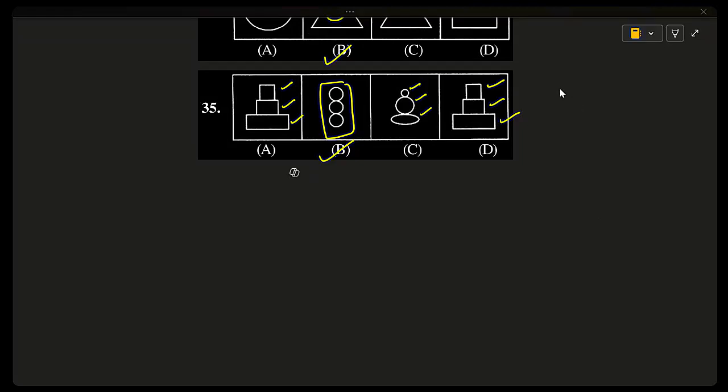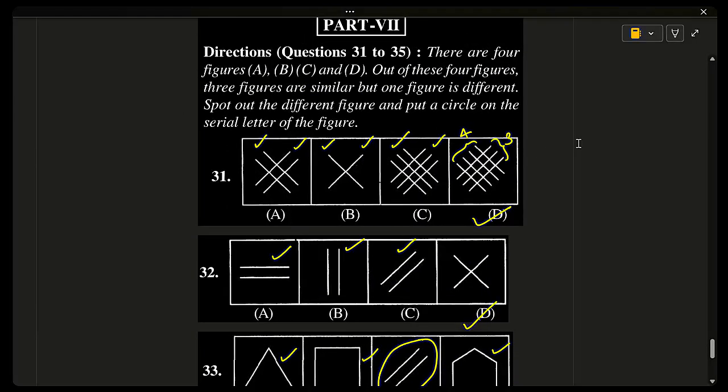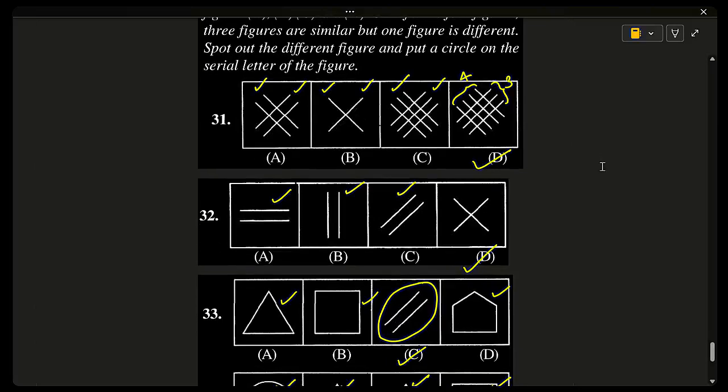Are you there? Yes, sir. Yes, tell me. Sir, in question 31, can you explain? Come again. You count the number of lines. Here, how many lines are there? Sir, 2. Here, sir, 2. Matching or not equal? Sir, equal. So options A, B, C, you can see that they're having an equal number of lines, but option D has a different number of lines. Okay, sir. So going to the next part now, that is part 8.